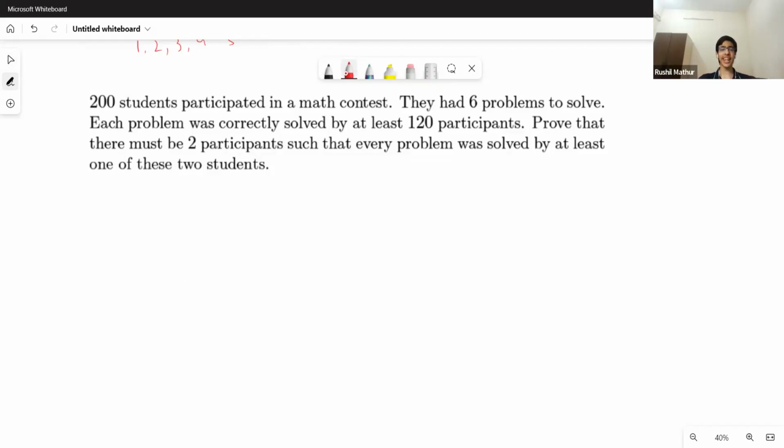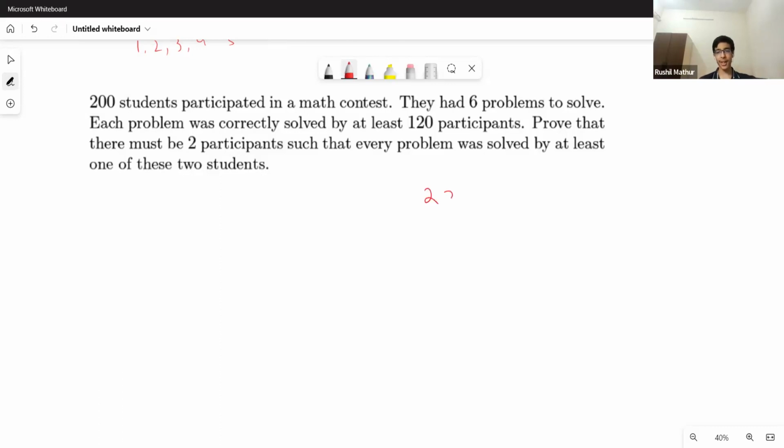So basically, what's the question first of all? There are 200 students, and they had six problems, like the IMO. Each problem was correctly solved by at least 120 people. Prove that there must be two participants such that every problem was solved by at least one of the two.